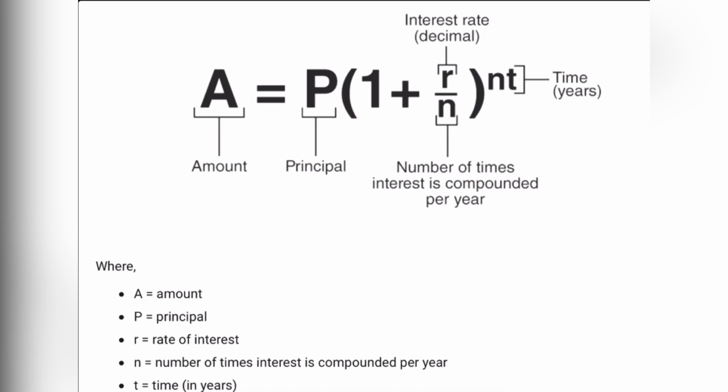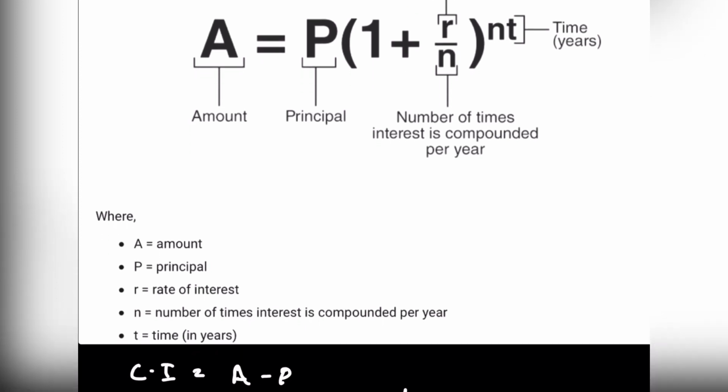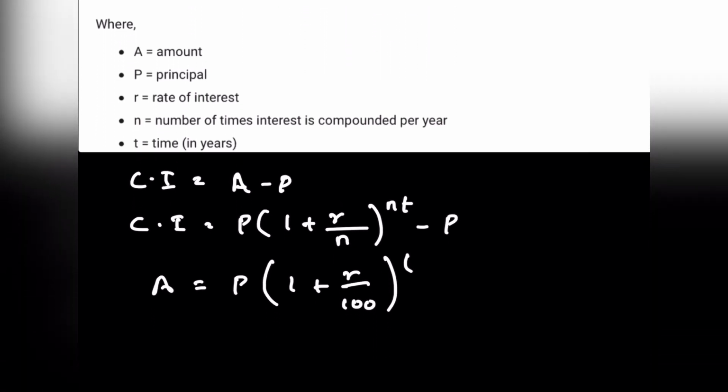The formula to calculate compound interest is A = P(1 + R/N)^(NT), where A is equal to amount, P is equal to principal, R is equal to rate of interest, N is equal to number of times interest is compounded per year, T is equal to time in years. Alternatively, we can write the formula as given below.